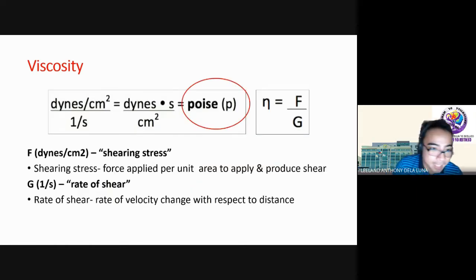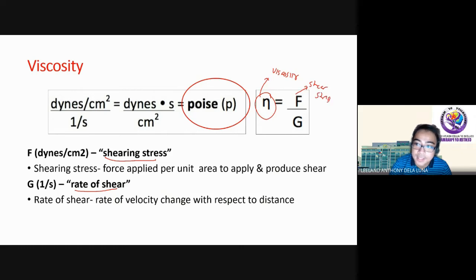Now, what are the dynes per centimeter squared and the inverse of time? The dynes per centimeter squared, class, talks about shearing stress, while the inverse time talks about the rate of shear. What do these two terms mean? Class, you have to understand these two terms so you can understand how they affect viscosity. By the way, this symbol looks like the letter N. This one's a Greek symbol. This one is viscosity. The F talks about shearing stress, shear stress. The G talks about the rate of shear.